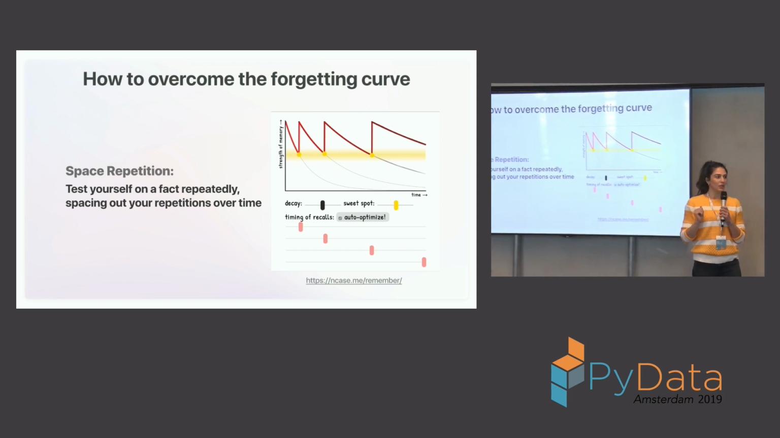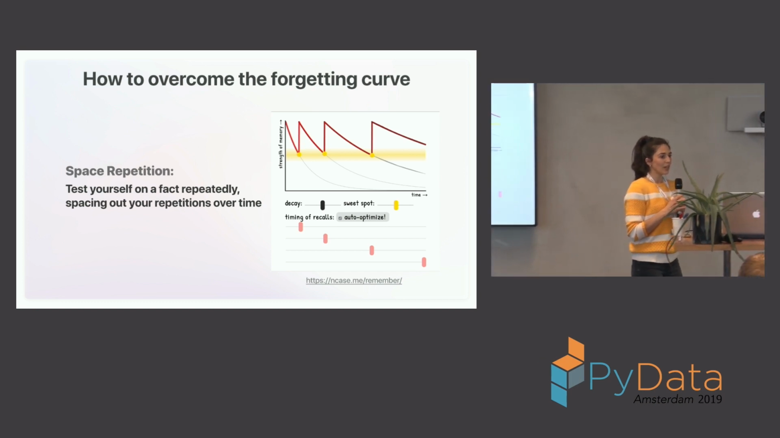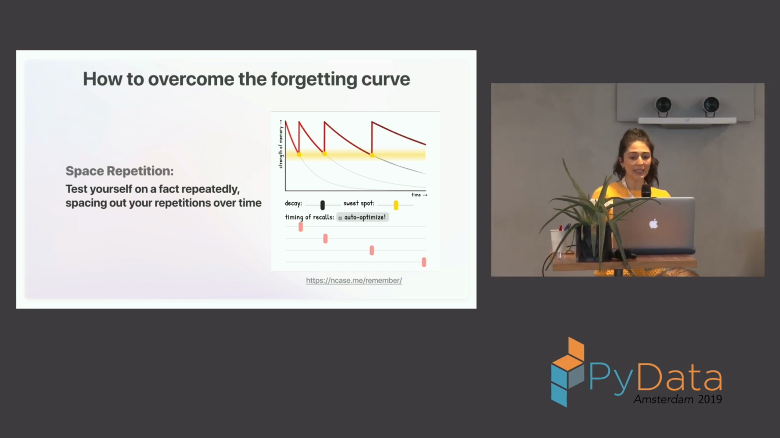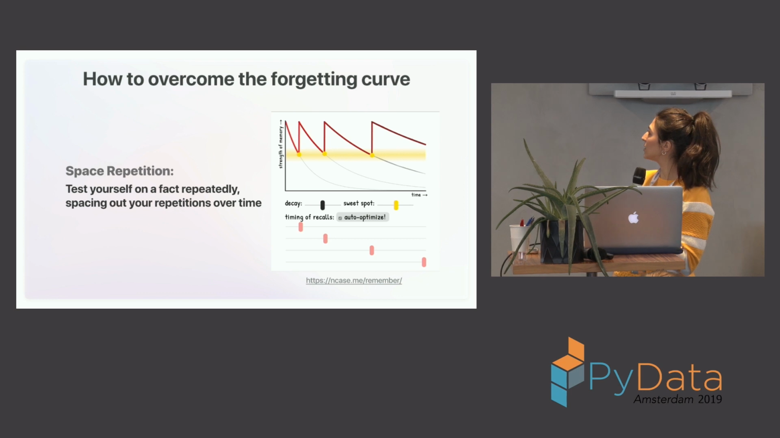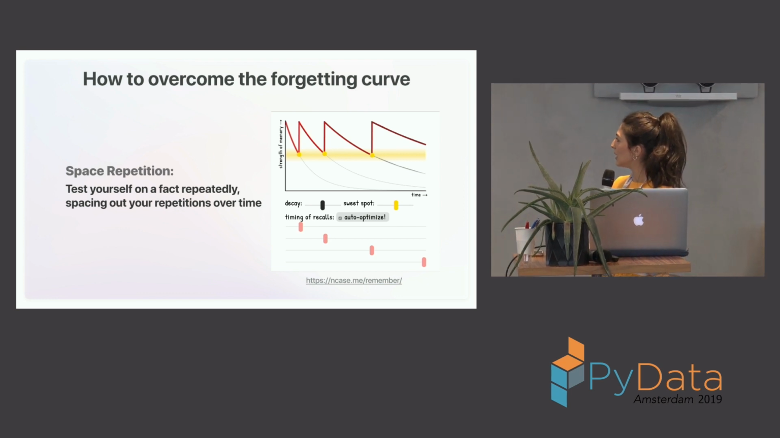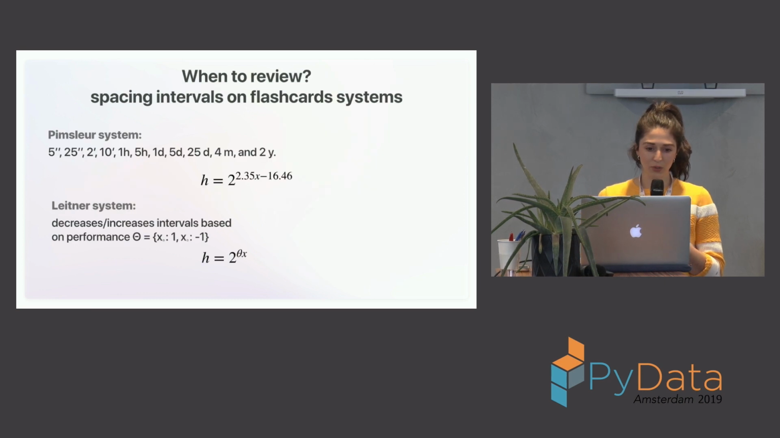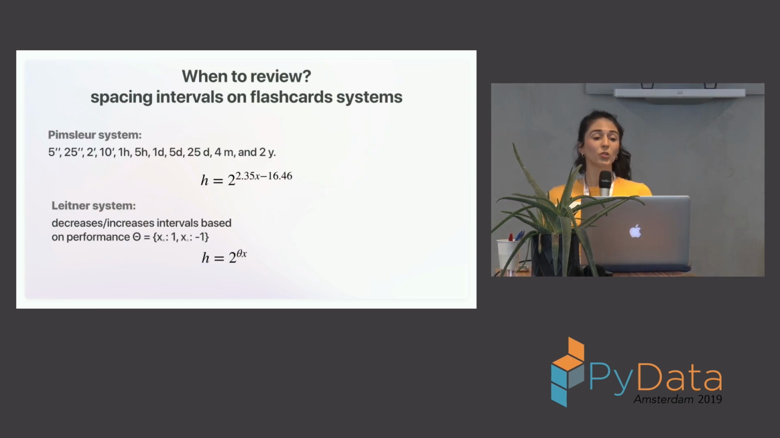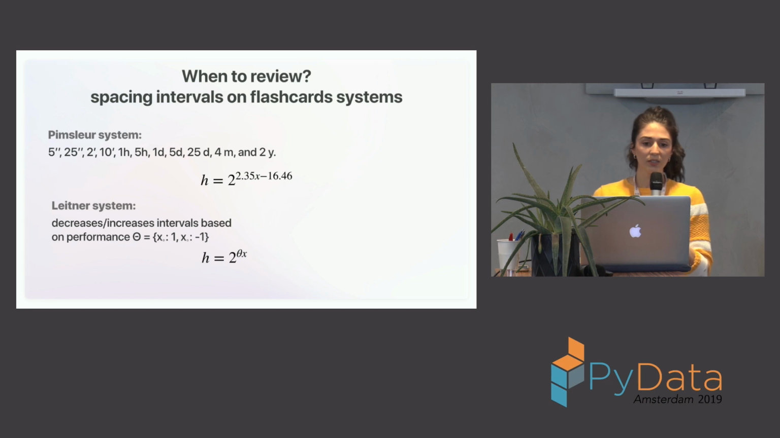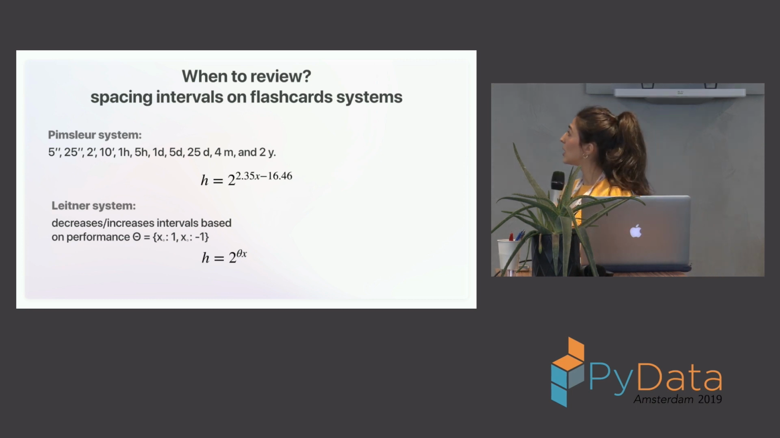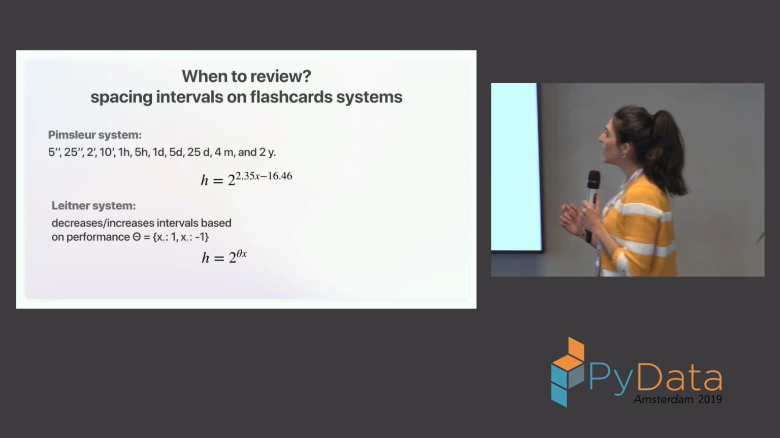But the next interesting question is, how many times should I do this review of derivatives? Like forever? And then I found the two most famous spaced repetition models, which are used especially in the linguistics domain. And these are called the Pimsleur system and the Leitner system.